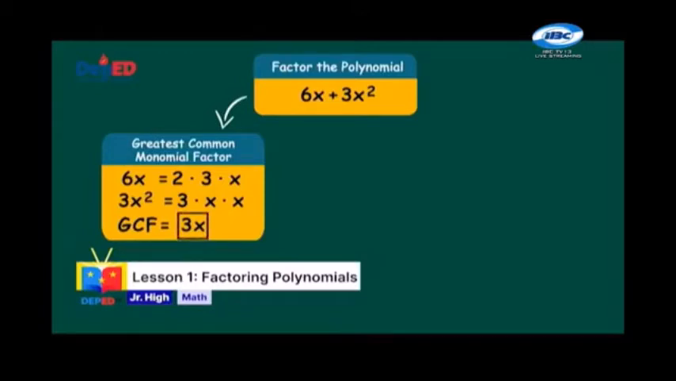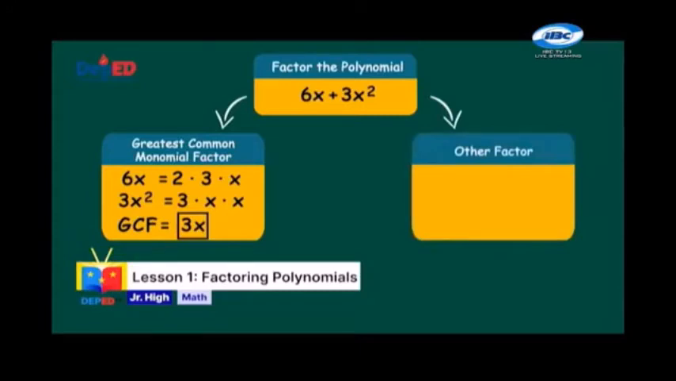To factor 6x plus 3x squared, simply divide each term of the given polynomial by the common factor. 6x divided by 3x and 3x squared divided by 3x. By applying division and the quotient rule in the laws of exponent, 6x divided by 3x is equal to 2, since x divided by x is just 1. Then, what is 3x squared divided by 3x? 3 divided by 3 is 1, and x squared divided by x is just x.